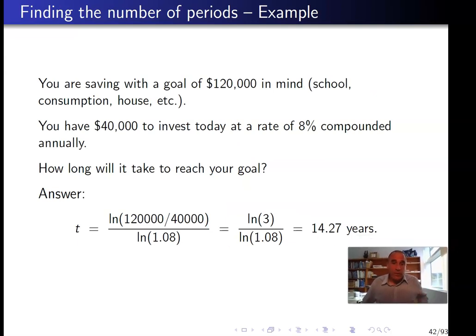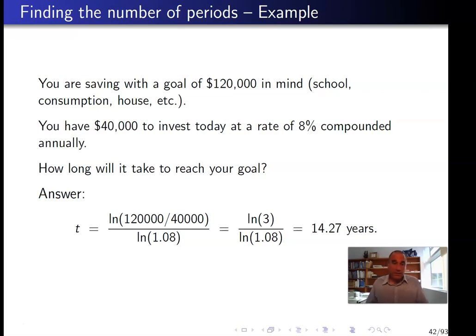So you are saving with the goal of $120,000. So whatever that is, going to school, buying something, putting a down payment on a house. You have $40,000 to invest today at the rate of 8% compounded annually. How long will it take to reach your goal?